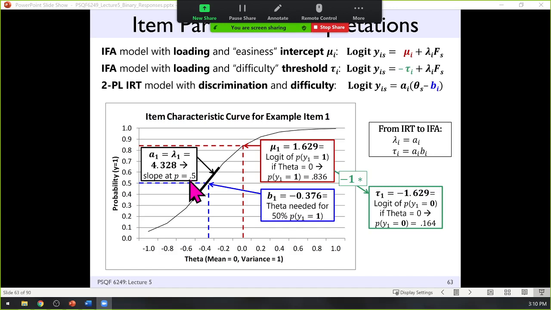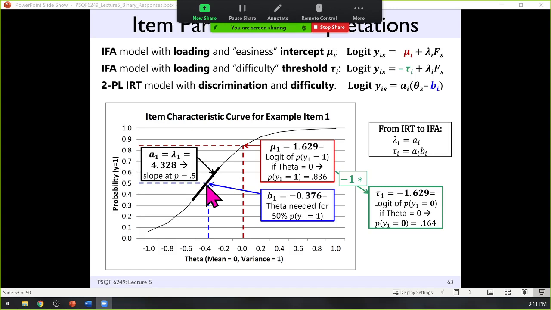B is difficulty. B corresponds to the amount of trait needed to get to that 50-50 mark. So B is relative to where 50-50 is in probability. B is relative to where 0 is in logits and probits. So the reference point for what B means is the point where the predicted outcome in logit space goes to 0. That's where we've been so far.